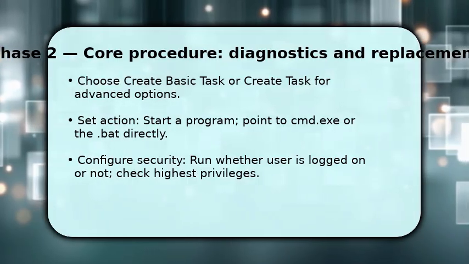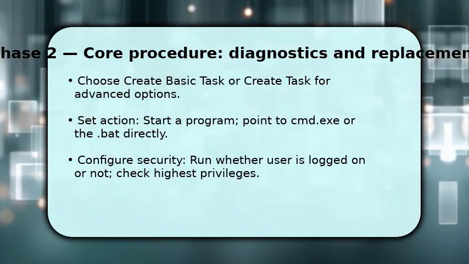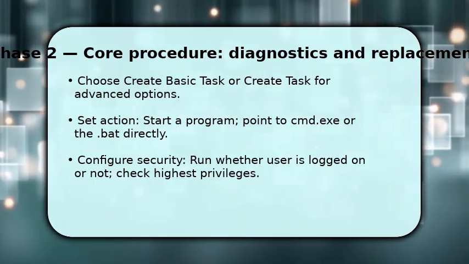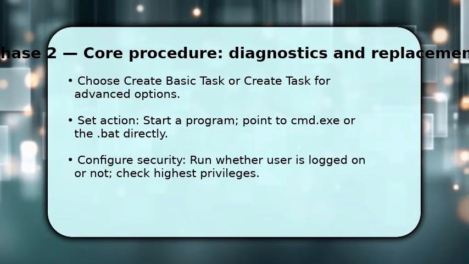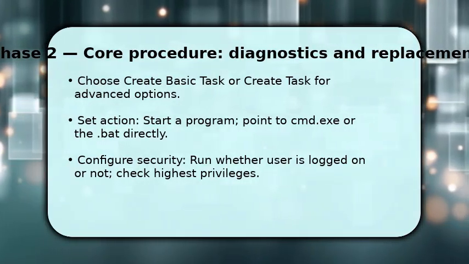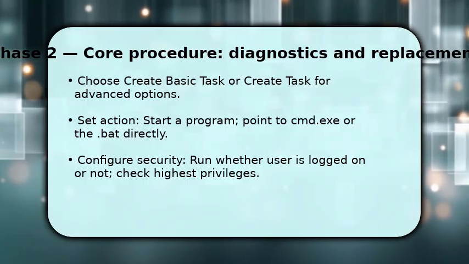For action, pick Start a Program. You can point directly to the BAT or to cmd.exe with arguments like /c, /path, /script.bat if you need a specific working directory. Make sure the Start in field is the script folder.